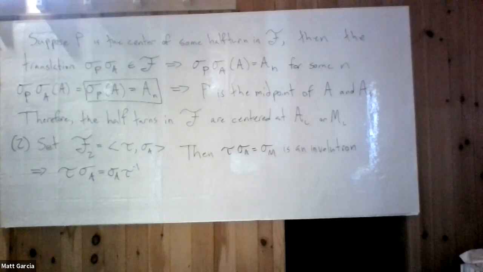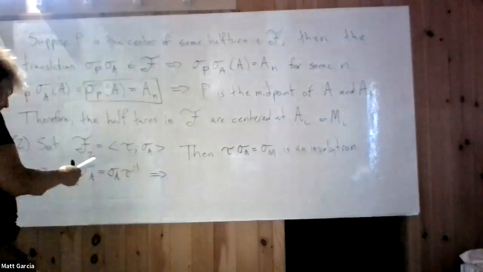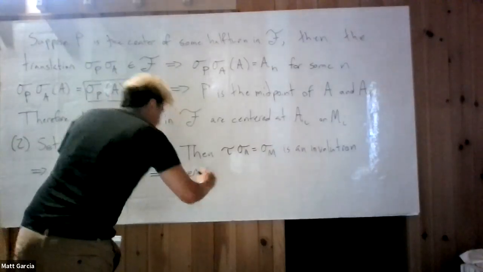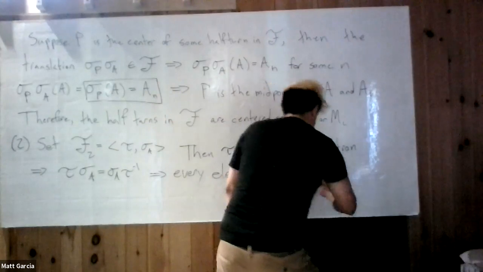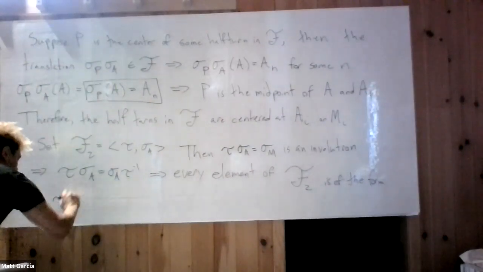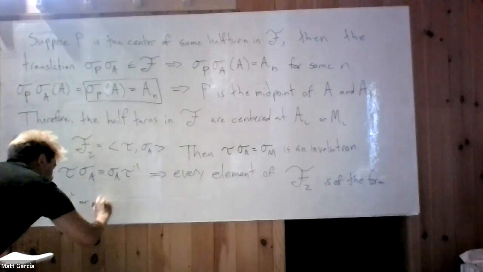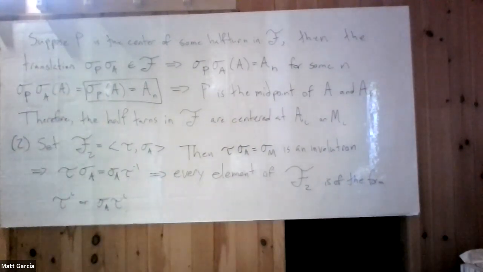So this in turn implies every element of F2 is of the form tau to the I or sigma A tau to the I.